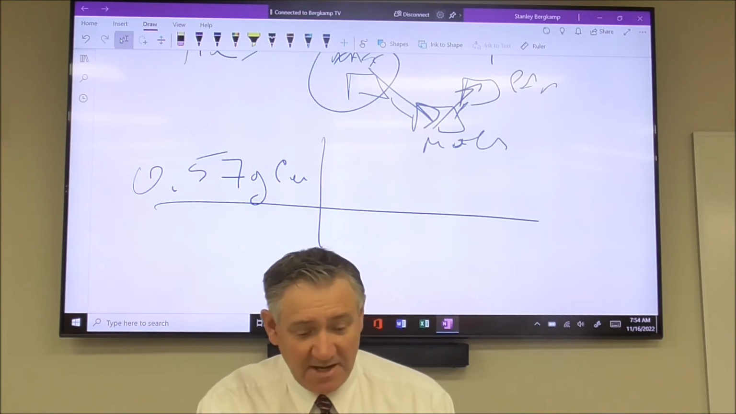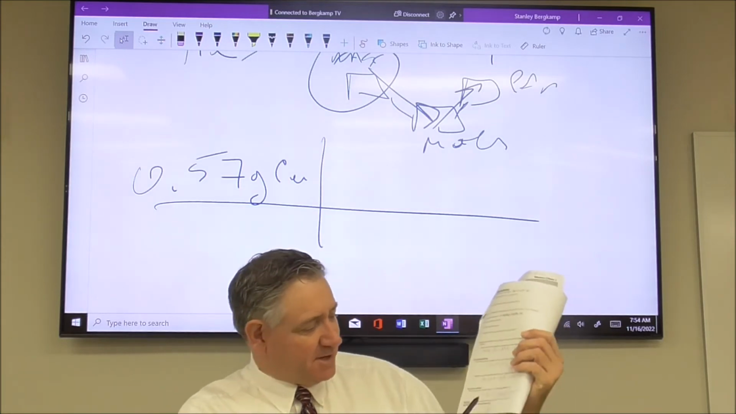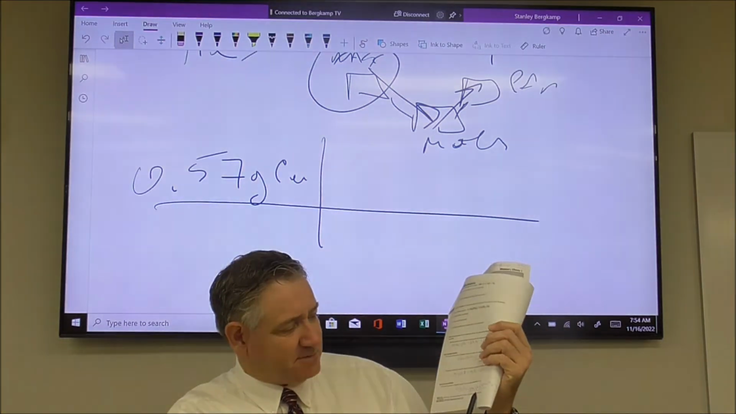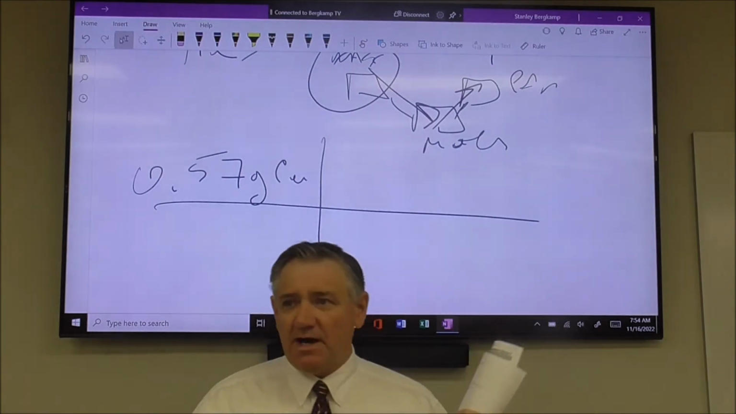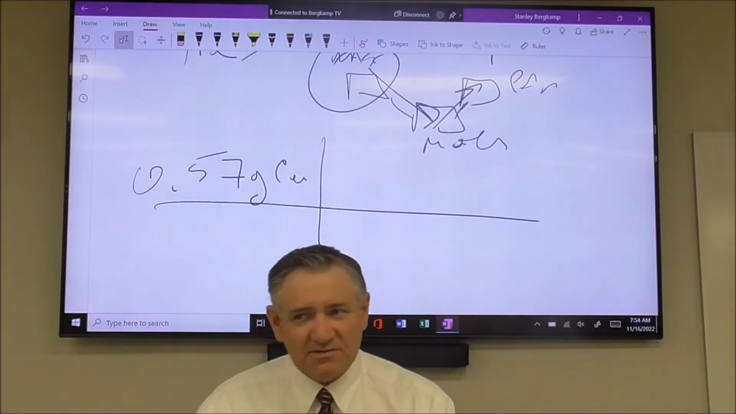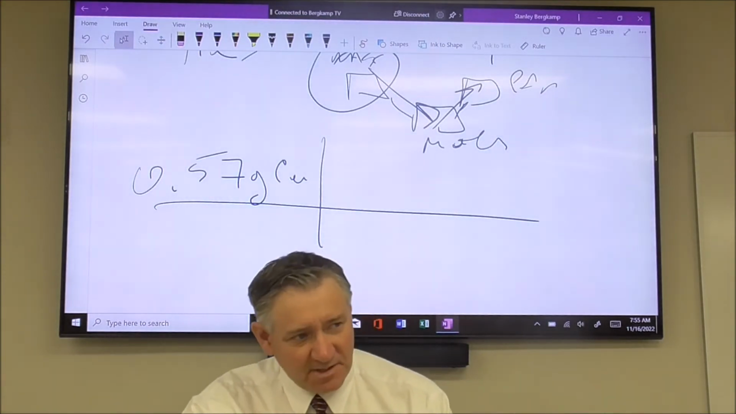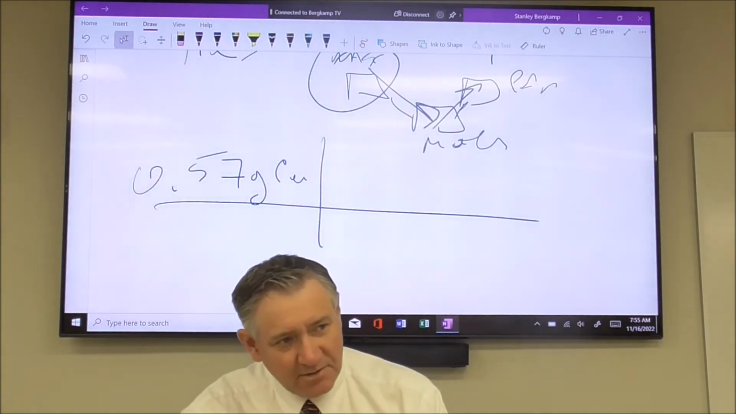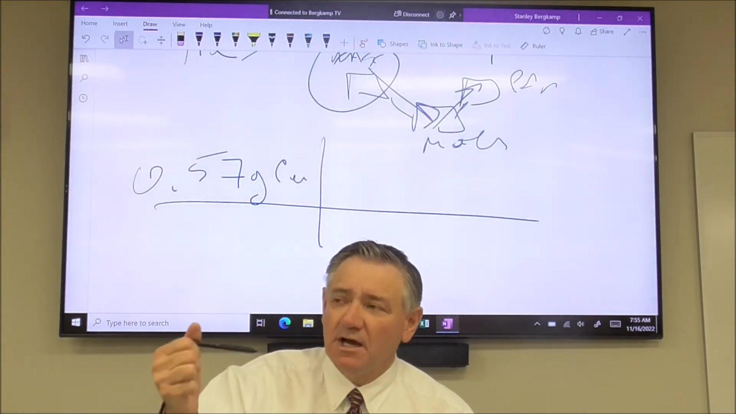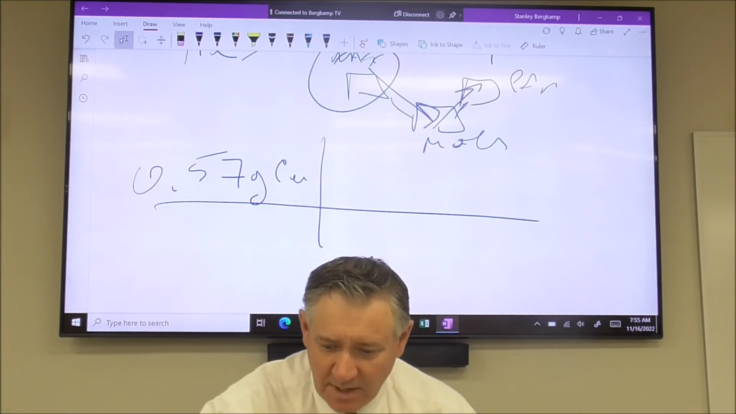When I work these, guess what? I go through and I put grams of copper, grams of copper, moles of copper, moles of copper, atoms of copper. And I've been doing these for a long time. The reason I still do that is because it eliminates mistakes, okay? And if there was a better, more efficient way to do this, I would show you that right from the get-go. So you're going to put grams of copper here.